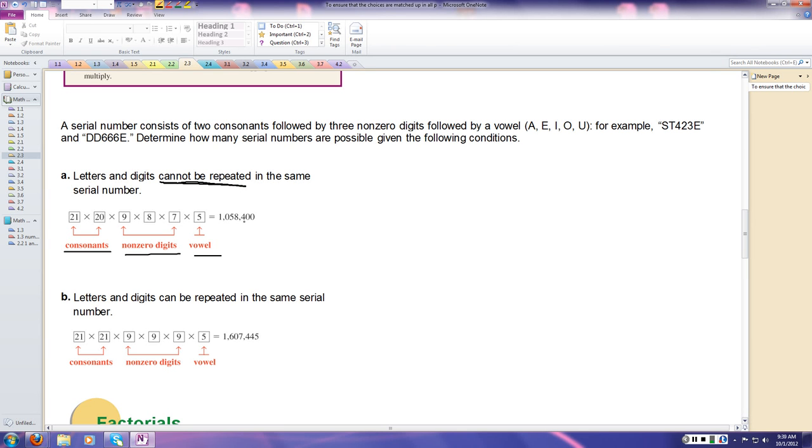So that gives me 1,058,400. So there's 1,058,400 different ways I could write a serial number that would be in this form.